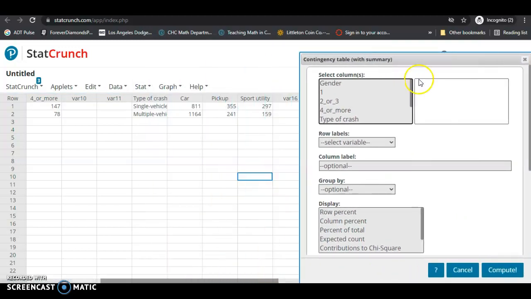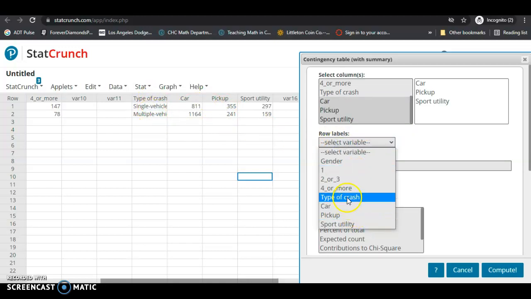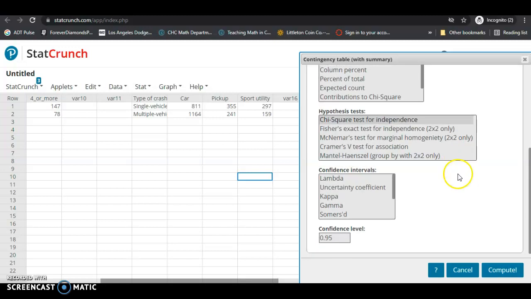Once again, you might have multiple columns of data. So for this particular problem, the columns that we're going to select are only for the column variable. So you're only selecting the columns that represent the categories of the column variable. The categories of the column variable are car, pickup, and sport utility, which are the vehicle type. So we're going to select only those 3 columns. Then the row labels are in the other column, in this case the type of crash.